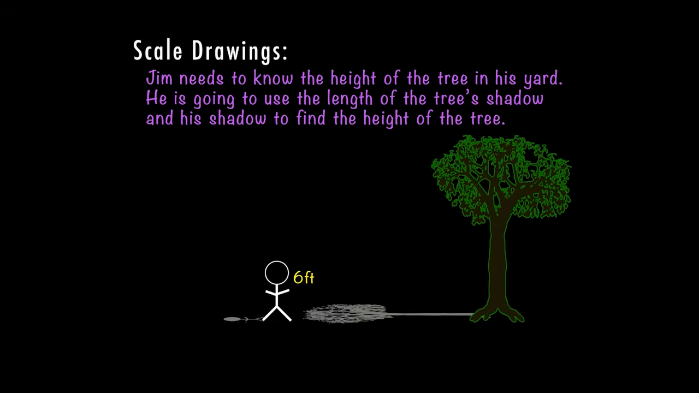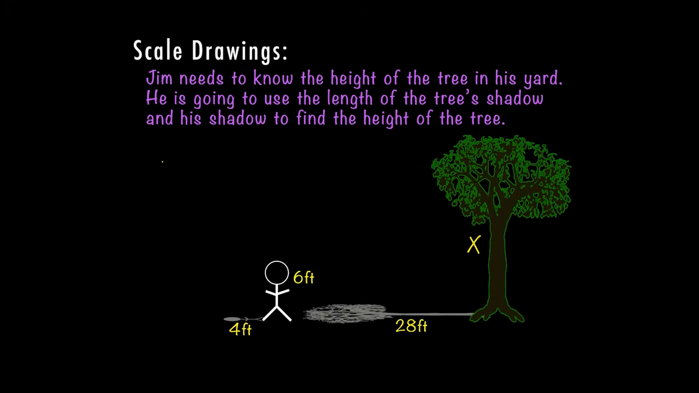So proportions are also useful when you need to find the height of something that is really tall. Jim needs to know the height of the tree in his yard. He's going to use the length of the tree's shadow and his shadow to find the height of the tree. If you measure these both at the same time, then you should have accurate measurements, or at least something very similar or close. We have 3 dimensions here, and we are looking for the height of the tree, which is our x. So let's set up this proportion based on shadows and height.